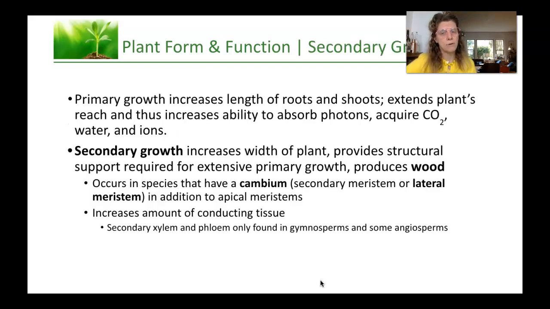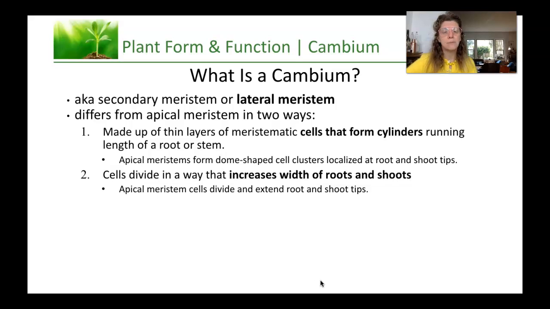So we've talked now about primary growth, which is where we're lengthening the roots and the shoots and extending the plant's reach within the soil or within the air so that it can access potentially more light and acquire CO2, water, and ions. Now, secondary growth is going to be all about extending the width of the plant and providing structural support as the plant gets bigger. It produces wood, and we'll talk a little bit about cambium, which is that secondary meristem, as well as increasing the amount of conducting tissue. So we're going to start to talk about secondary xylem and phloem, which is, remember, only in gymnosperms and some angiosperms. So what's cambium and the types of cambium?